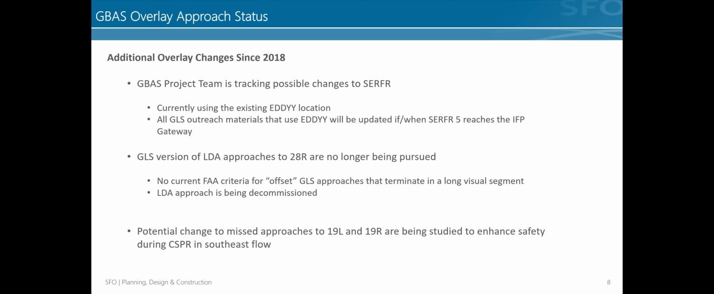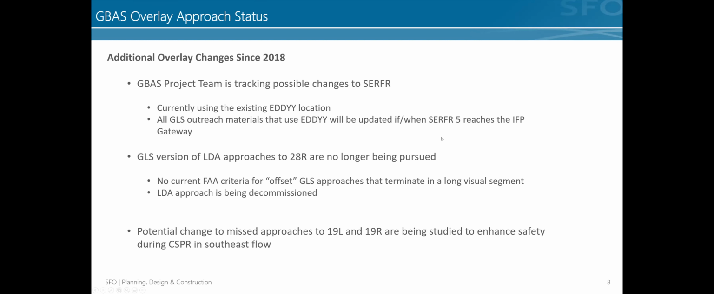The reason we're very interested in that is because we're looking at approaches that begin at EDDYY, and we want to make sure that when we share potential noise contours with residents and yourselves, we're using the right location. So for now, because there is not a timeline for publication of the SERFR 5, we're going to use the existing EDDYY location so that there's consistency between a lot of the materials we've produced. When the SERFR 5 does get a publication date in the gateway, it is our plan to update everything relative to that new location of EDDYY. If it's a suggestion from this group, we're happy to keep the current and the future at the same time. But right now, because we don't have a timeline for the SERFR 5 production based on the IFP gateway, we're just tracking it, and we're using today's location of EDDYY as our starting point for analysis.